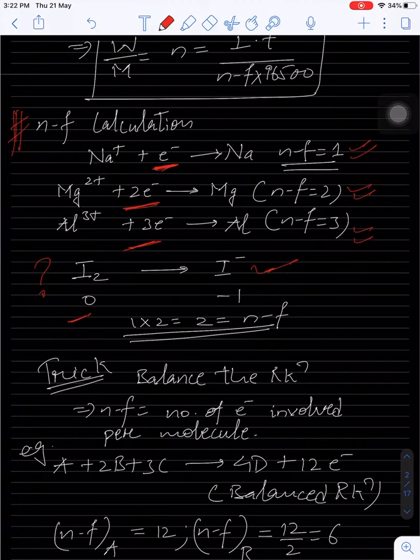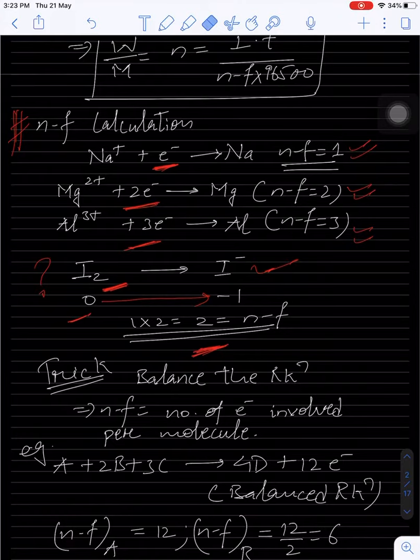So it is going from 0 to -1. One atom is going from 0 to -1, gaining 1 electron. In total it is I2, so there are 2 atoms. 2 atoms will gain 2 electrons, so N factor equals 2. The total atoms are 2, every atom is gaining 1 electron, so the total number of electrons gained is 2. So N factor is equal to 2, right?